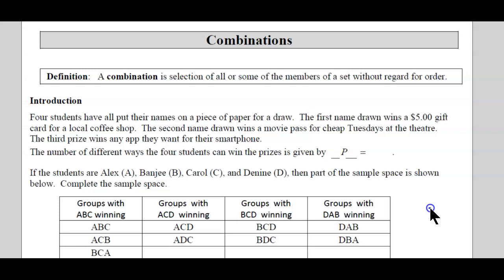So we're going to look at sort of a long way of doing this one. It says 4 students all have put their names on a piece of paper for a draw. The first name drawn wins a $5 gift card for a local coffee shop. Second name wins a movie pass for Cheap Tuesdays.